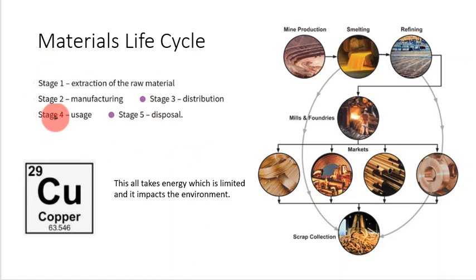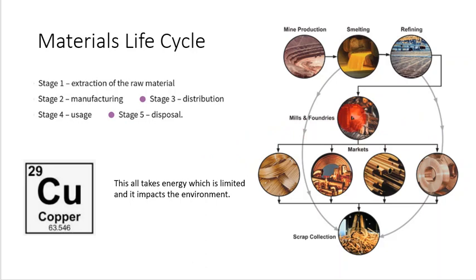Now, this is a life cycle. It's absolutely necessary in order for us to live the lives that we live, but this all takes energy, which is limited, and it impacts the environment as well. To go through all of these stages takes a lot of energy. For example, when you're mining products, that takes an awful lot of energy that has to be supplied. It also impacts the environment. You can pollute and damage the environment when you're taking out these raw materials. When you're manufacturing the products, in foundries for example, huge amounts of electricity are generated to supply these manufacturing sites.